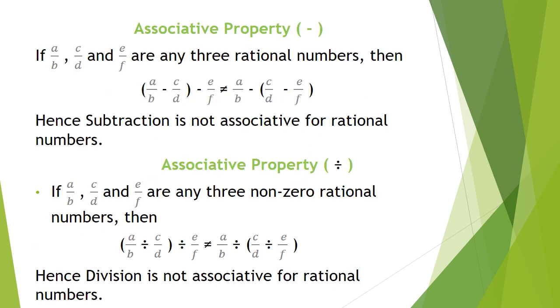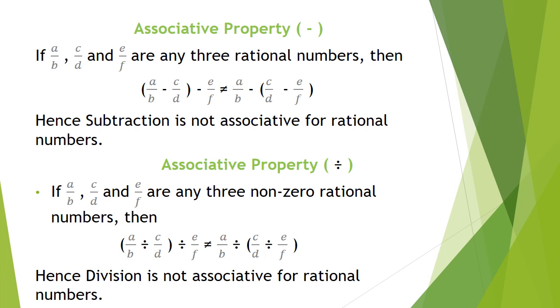Now the associative property with respect to subtraction. If a upon b, c upon d and e upon f are any three rational numbers, then bracket a upon b minus c upon d, close the bracket, minus e upon f is not equal to a upon b minus the bracket of c upon d minus e upon f. Firstly do the subtraction of c upon d and e upon f, and after that we have to subtract from a upon b. Both the sides are not the same, hence subtraction is not associative for rational numbers.